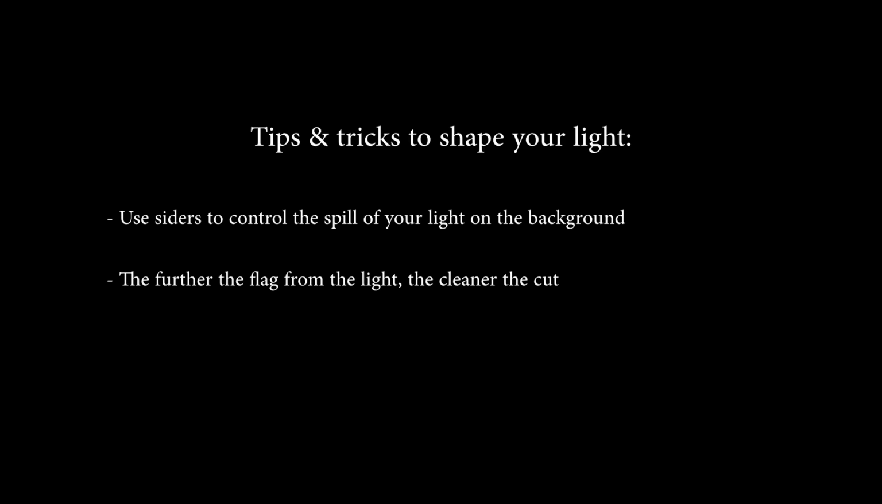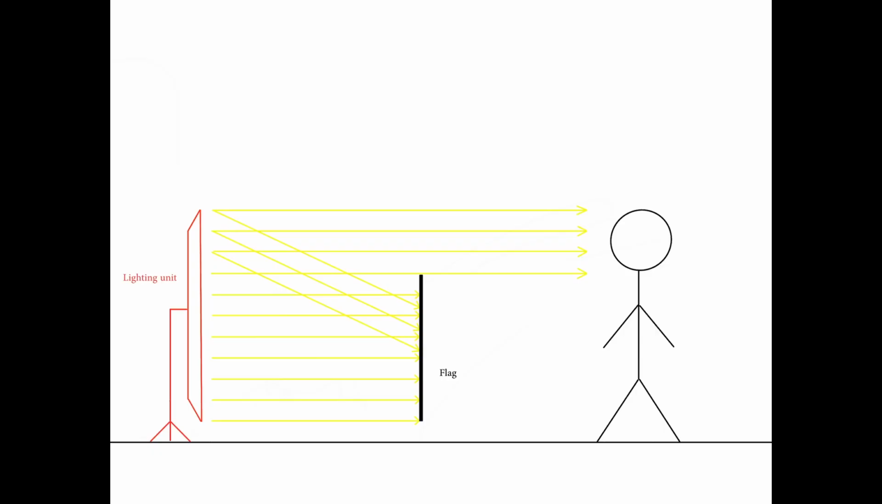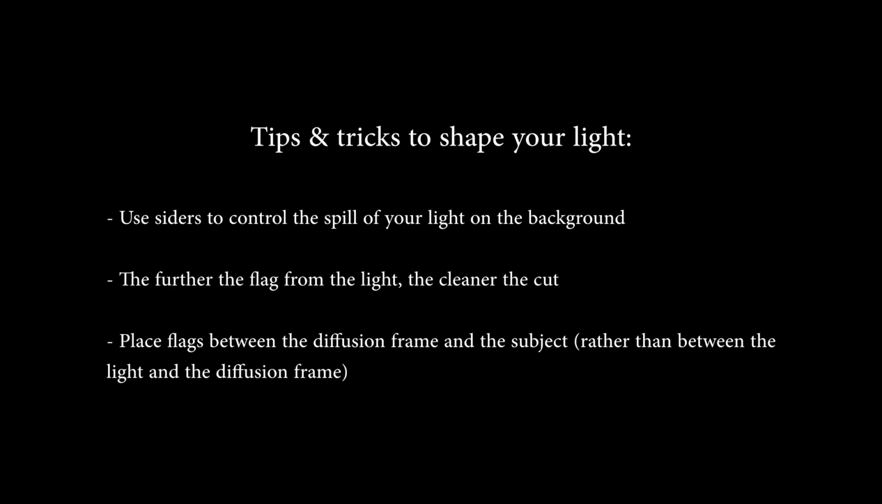Second, the further the flag is from your light source, the cleaner the cut will be. That is because the further your flag is from the light, the fewer oblique rays of light will reach into the area you're trying to flag off. Third, if you're using any type of diffusion, you'll pretty much always want to place your flag between the diffusion frame and your subject, rather than between your light and the diffusion frame. Not only will you get a cleaner cut, but you'll also be less likely to affect the softness and intensity of the area you're lighting by doing so.